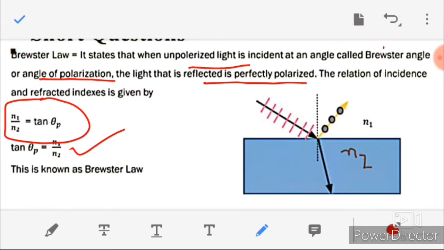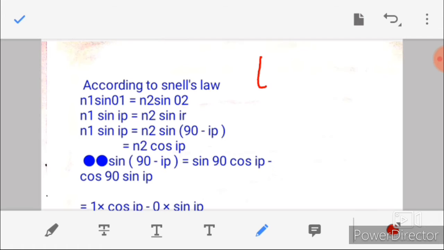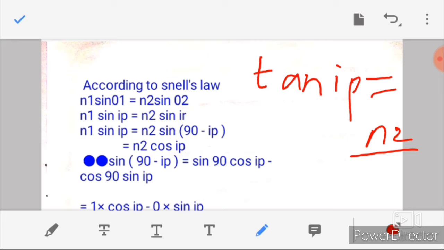From the figure you can see that this ray is the incident ray. This angle is called the Brewster angle or angle of polarization, denoted by IP. And this is the reflected ray, and this is the refracted ray. And how does tangent IP equal n2 divided by n1? We have to prove that. I am just showing you to understand it.